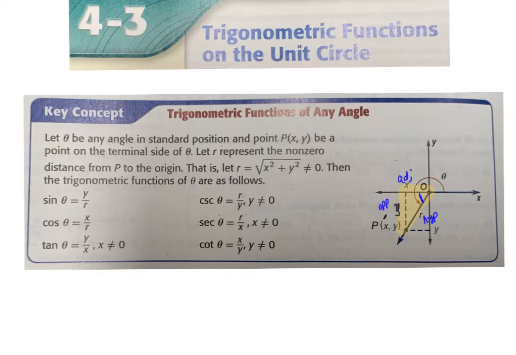Now, you may have to calculate your r. They may just give you the x and y, but calculating r is strictly the Pythagorean theorem. That's how you calculate your r. That is the base, the height, and the hypotenuse of a right triangle. To calculate the hypotenuse, use the Pythagorean theorem.